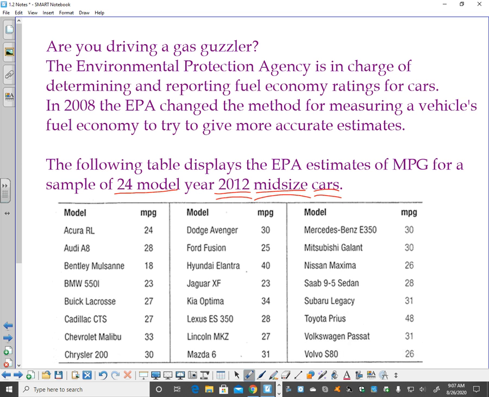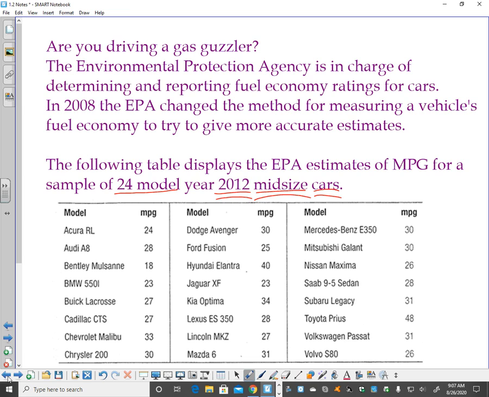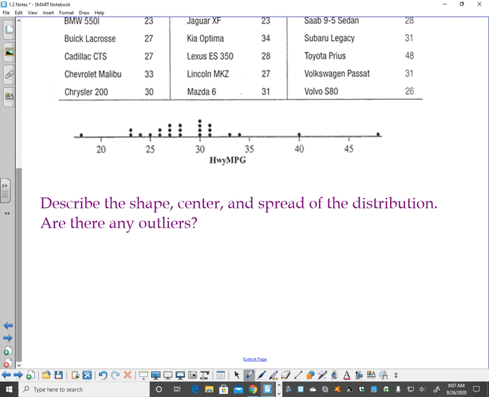So we have already put this data into a dot plot. That was very nice of them. Notice it is titled.